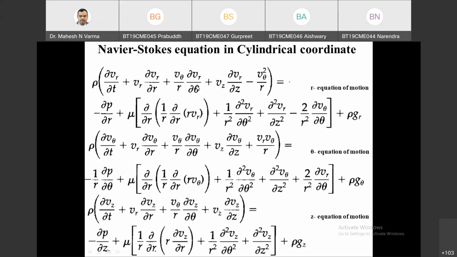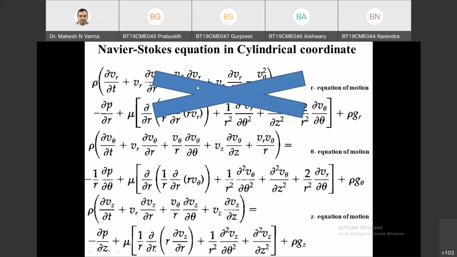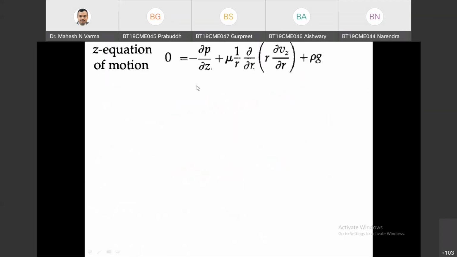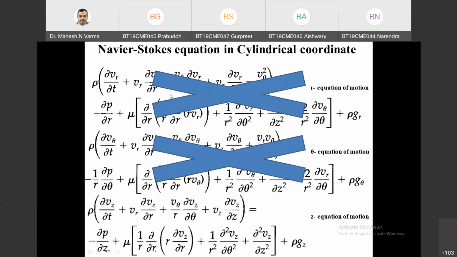The R equation of change is not useful because we don't have velocity in the R direction. The theta equation of change is not useful because we don't have velocity in the theta direction. Only the Z equation of motion will be useful to get the velocity profile. Now using the Z equation of change, you need to eliminate terms one by one, whether each is 0 or non-zero, and collect only the non-zero terms.